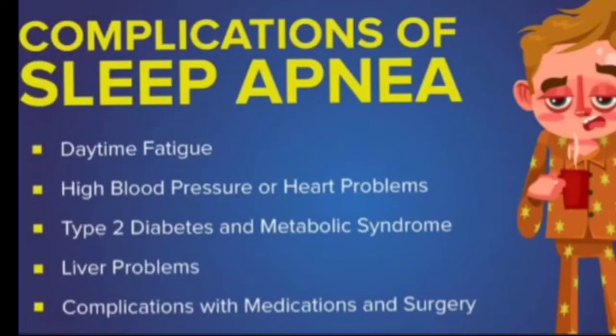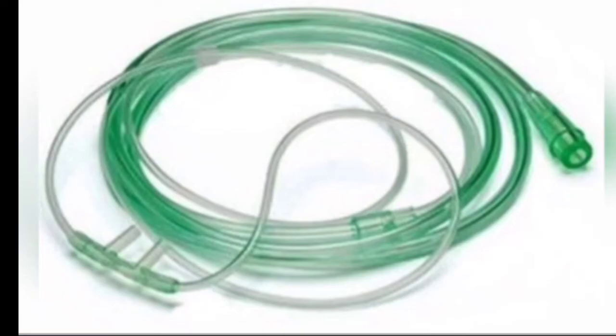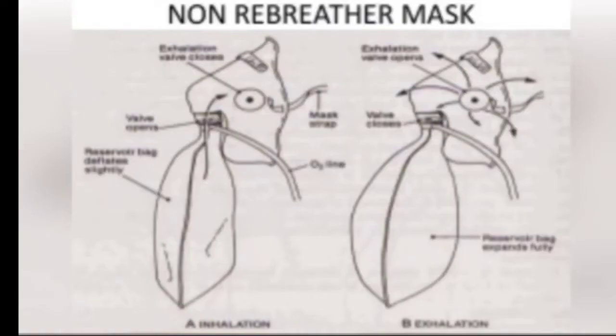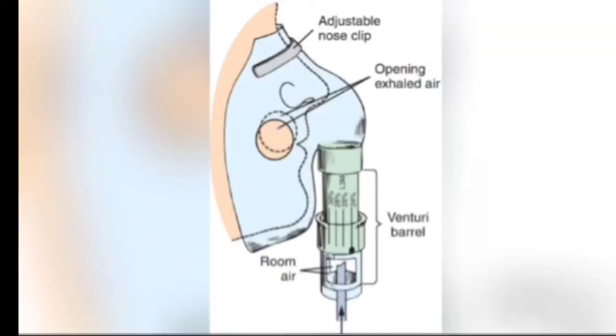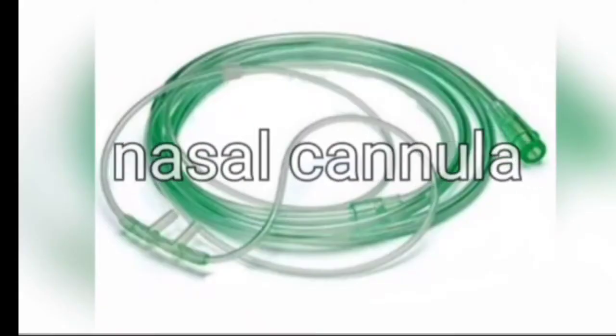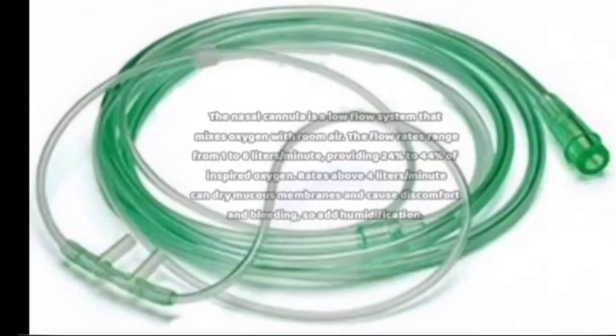sleep apnea. There are 5 types or routes in delivering oxygen to the patient. First one is the nasal cannula, the simple mask, non-rebreather or rebreather mask, and the last one is the Venturi mask. So for this video, I will be discussing and performing how to use the nasal cannula first.